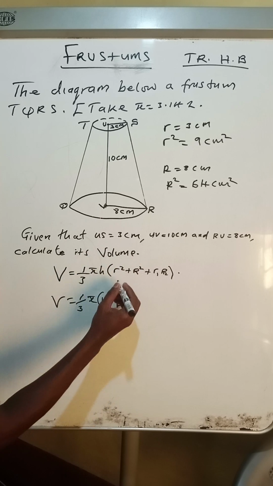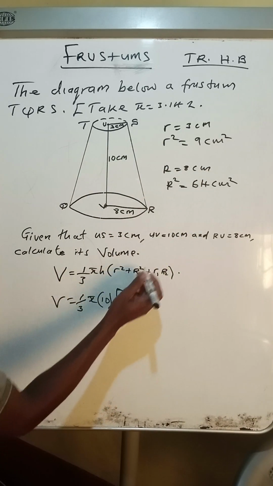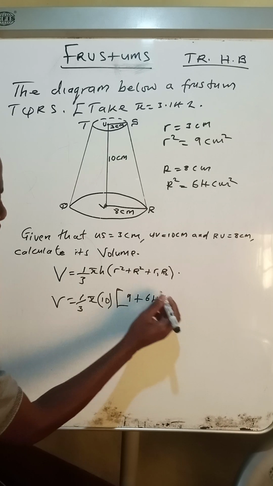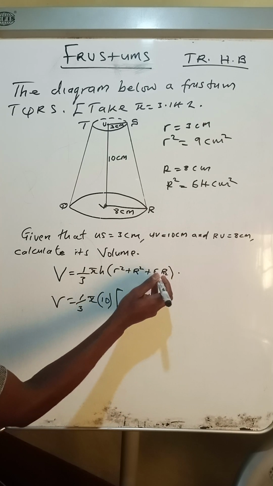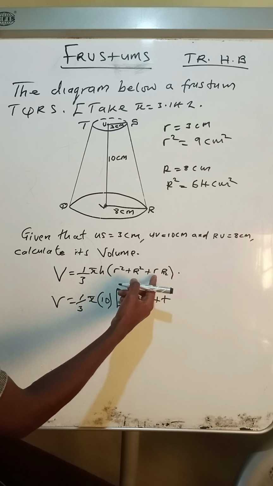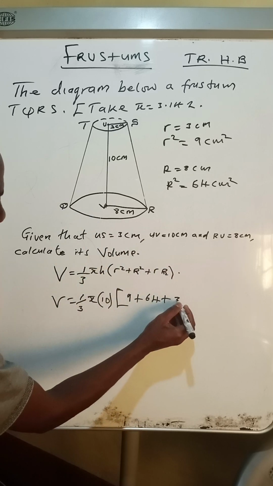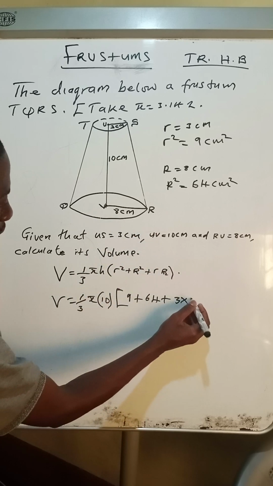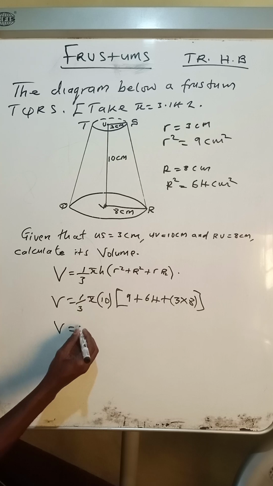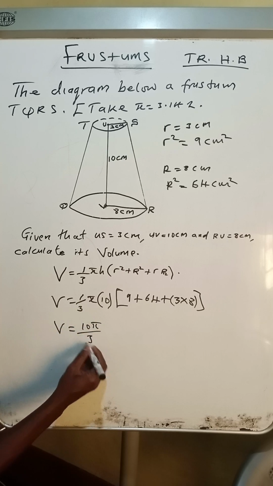Then we open the bracket: r squared, in this case, is 9, plus the big R squared, which is 64, plus r times R. For small r and big R, this means multiplication. We are multiplying 3 by 8. So our volume will be equal to 10 pi over 3.